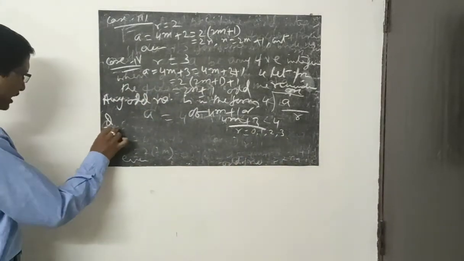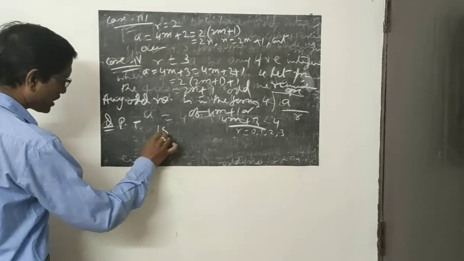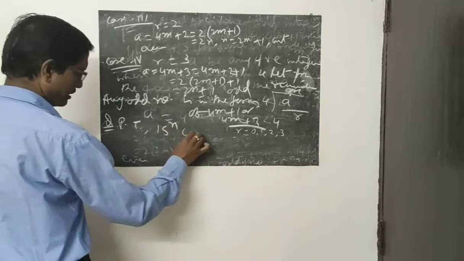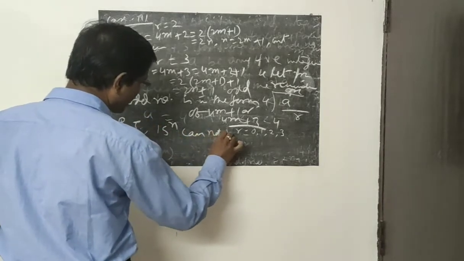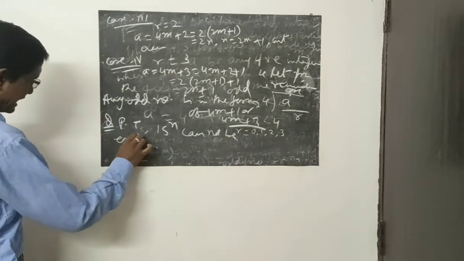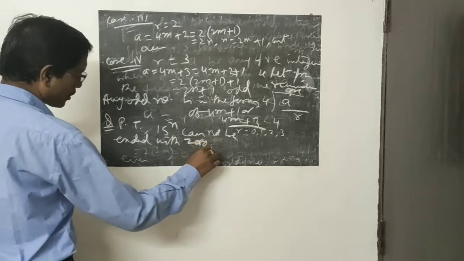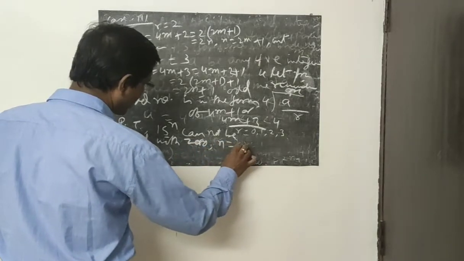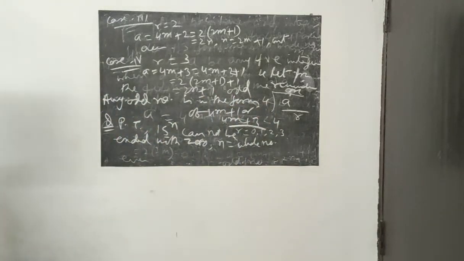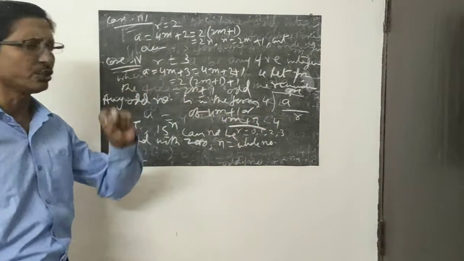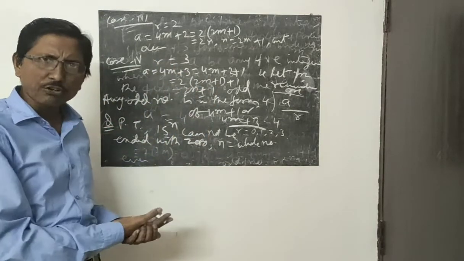Suppose one question, if we revise: prove that any number in the form of 15 to the power n cannot end with 0, for any n, any whole number. 15 to the power n cannot end with 0. 6 to the power n cannot end with 0. 4 to the power n cannot end with 0.